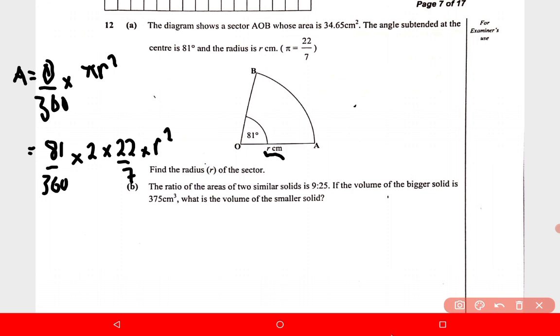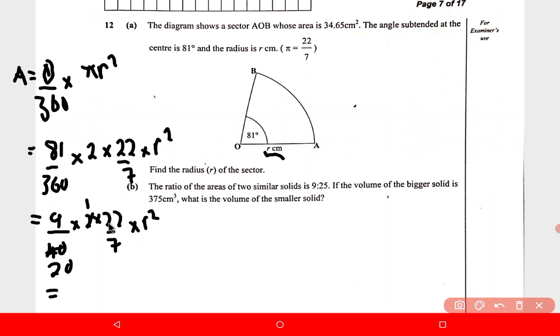Okay, when you reduce this to the lowest terms, 81, find a number that can go into it. 9 goes into 81 9 times, and 9 into 360 goes 40 times. Then 22 over 7 by r squared. So you can say 2 into 2 is 1, and 2 into 40 is 20.